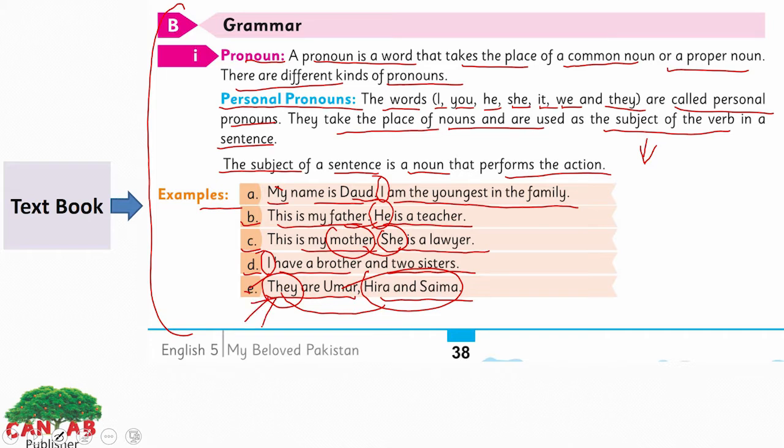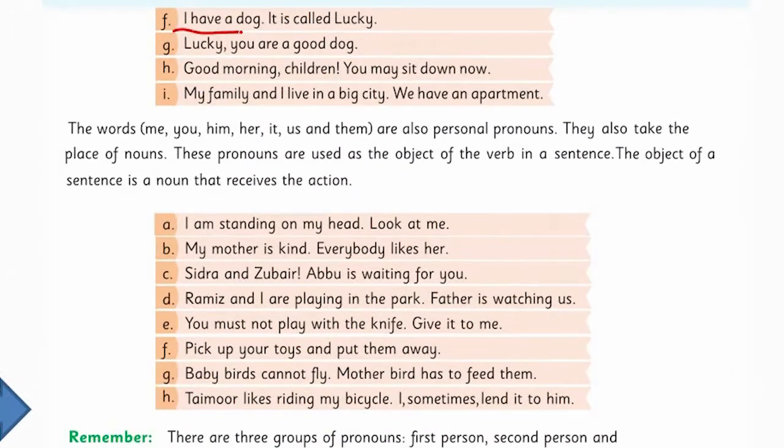Now let's move forward. I have a dog. It is called Lucky. The dog and Lucky are the same animal here. I and it are pronouns here. Lucky, you are a good dog. You is a pronoun here.